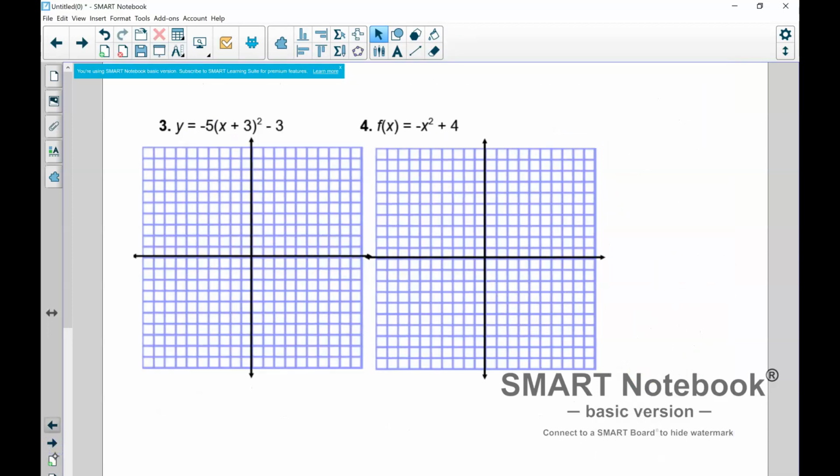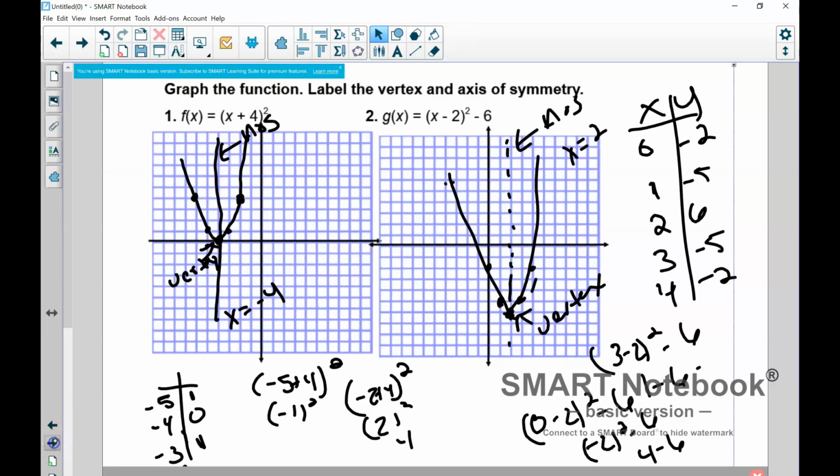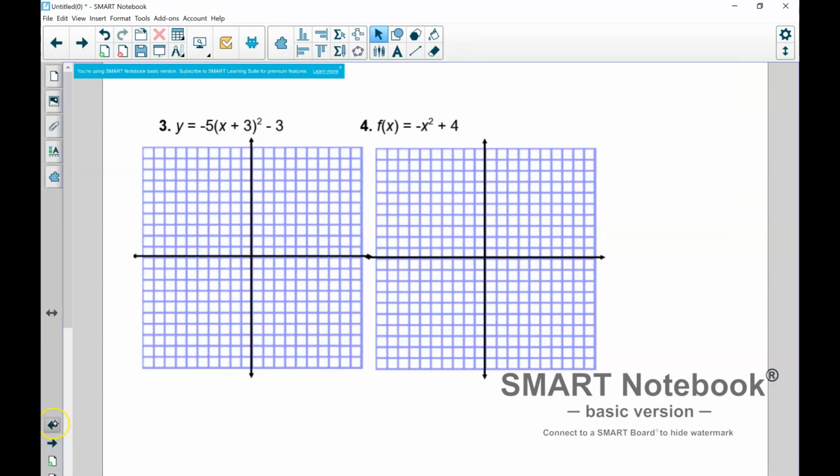So now we're going to jump right into it. Oh, for these as well. So for this one, it's going to be reflected, and I want you to show me where this one is, and for number 4. So when you have those 2 answers, pause the video, raise your hand, and show me.